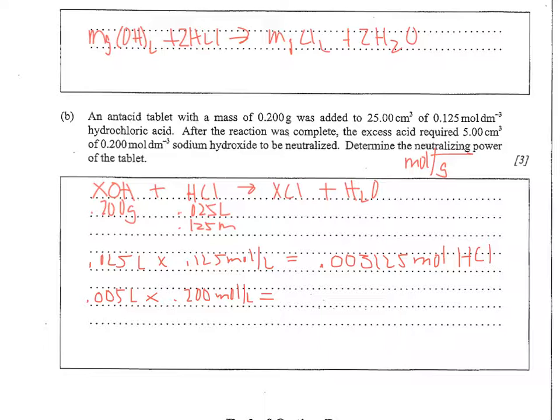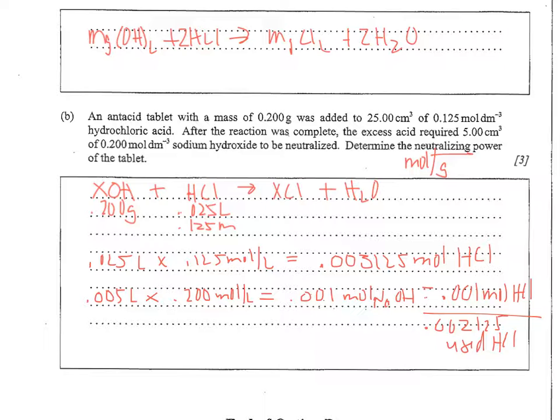So that means I use 0.001 moles of NaOH, which means it neutralized 0.001 moles of HCl left over. So this is what I started with, my initial amount. This is what's left. If I subtract these two I get 0.002125, that's how much HCl was used.